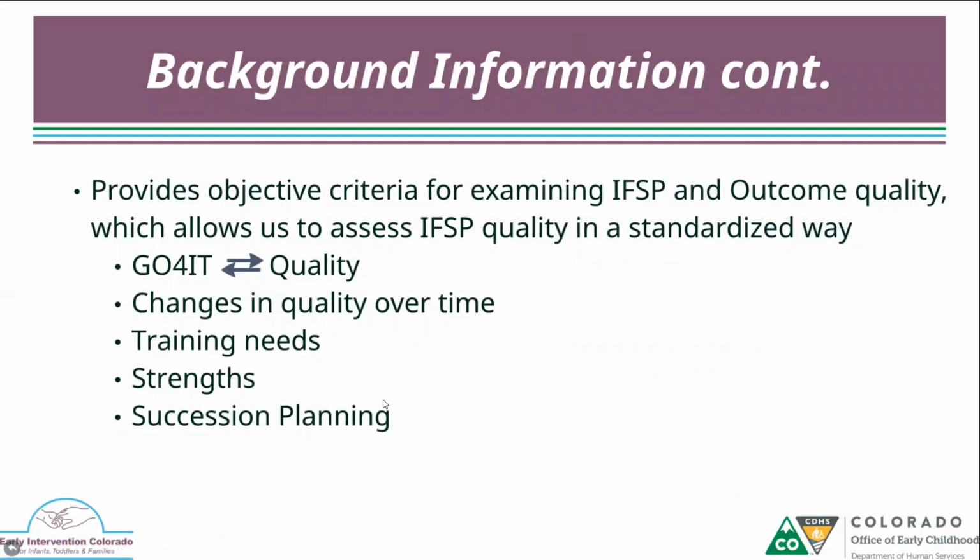More background information: the QIO provides objective criteria for examining IFSP and outcome quality, and that allows us to assess IFSP quality in a standardized way. It allows us to show the connection between Go For It activities and quality. We can see changes in quality over time, identify strengths and training needs, and then it can support us with succession planning.